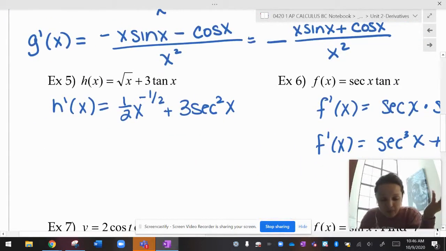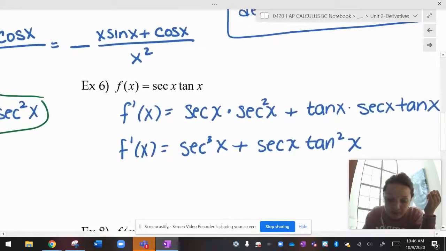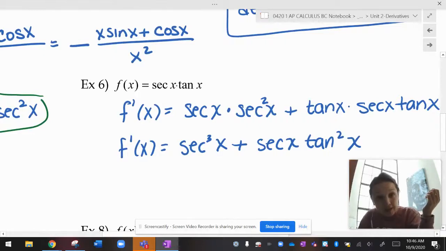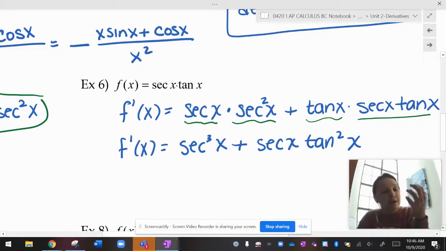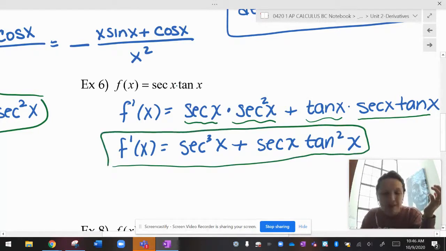All right, now number 5, pretty straightforward. 1/2 x to the negative 1/2, and the derivative of tangent is secant squared, and the 3 just stays in front. Number 6 is secant times tangent, so I need the product rule. The first times the derivative of the second plus the second times the derivative of the first. Now, you can leave it like that, but it's begging to be simplified. So secant times secant squared is secant cubed. Tangent times secant tangent is secant times tangent squared. Again, unsimplified is okay. Simplified is way better.